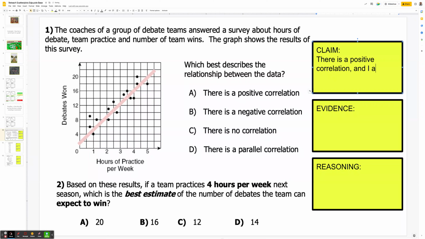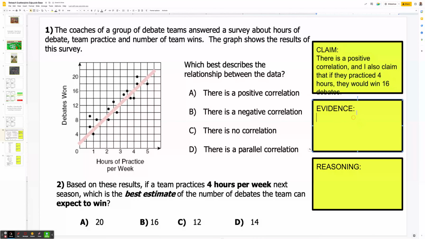And I also claim that, oh my goodness. Good thing there's no video here showing that I can't type. And I also claim that if they practiced 4 hours, they would win 16 debates. Okay. That's kind of the idea here, right?